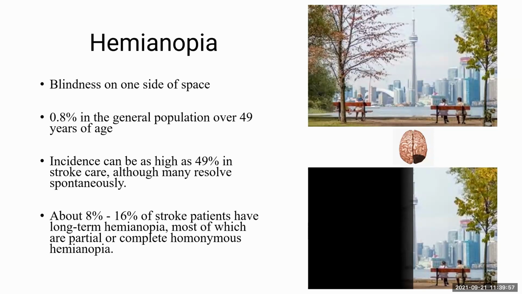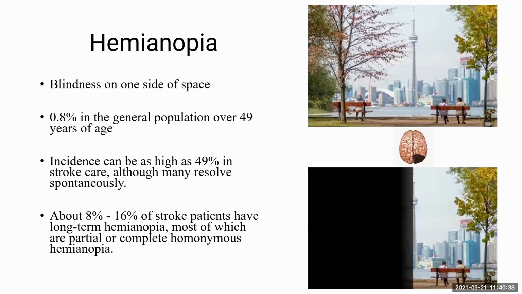If you damage visual cortex on one side of the brain, typically people go blind on the opposite side of space, and this is what is depicted over here in this city scene. So this is unfortunately a fairly common condition. Estimates are almost 1% of the general population over 49 years of age. If you work on a stroke ward, incidence can be as high as 50% or so of stroke patients having some sort of hemianopic condition. Now, I do want to note that a lot of those will resolve spontaneously, but quite a few do not.